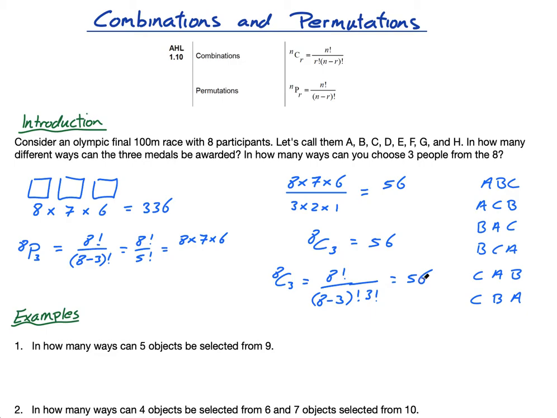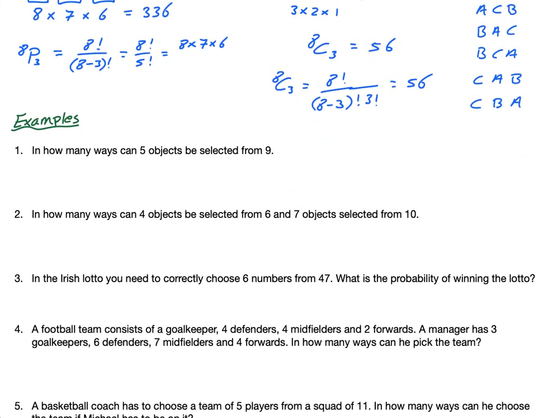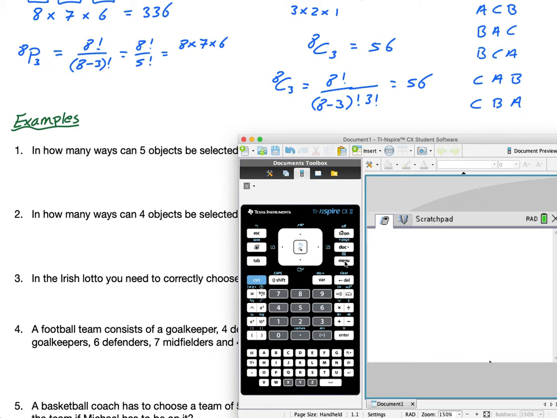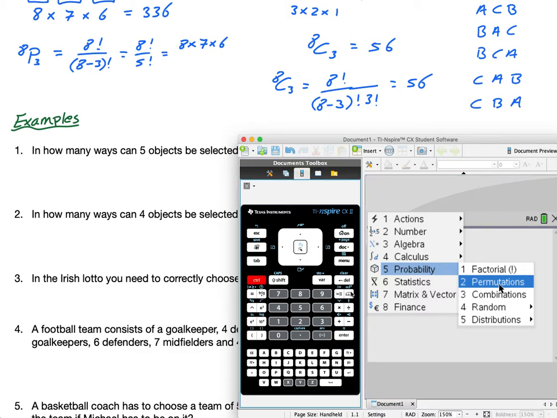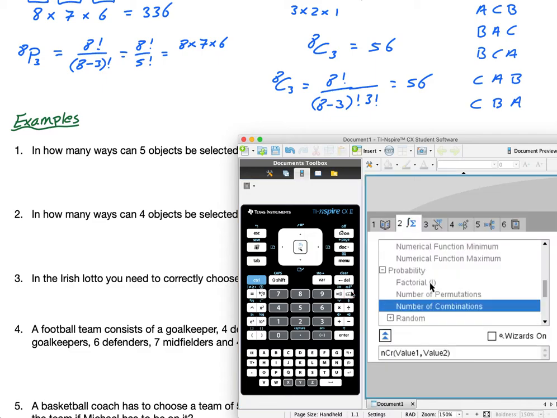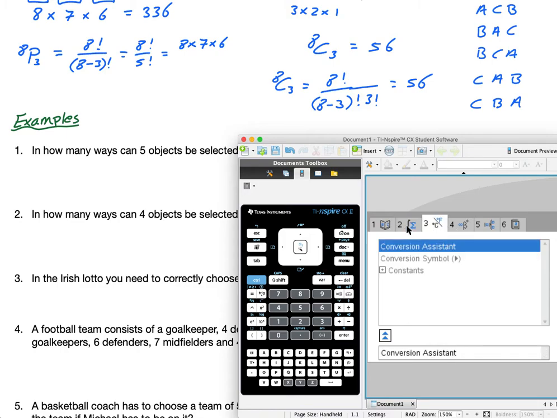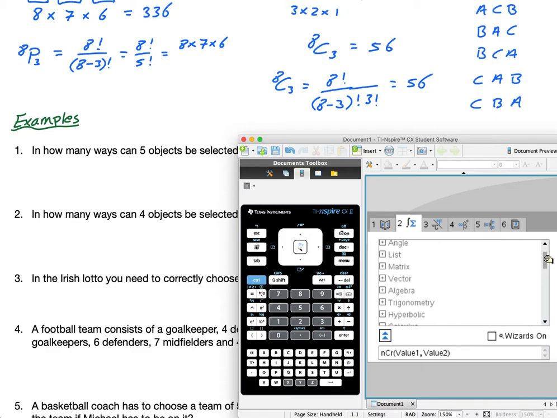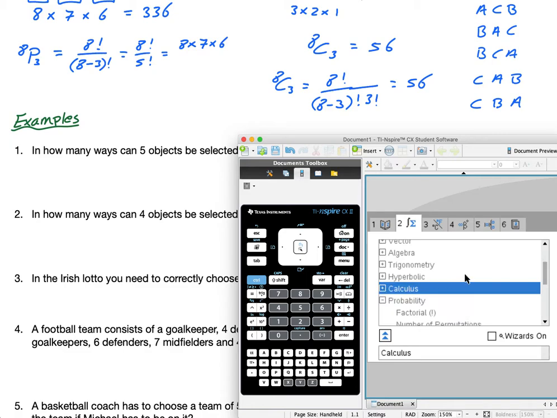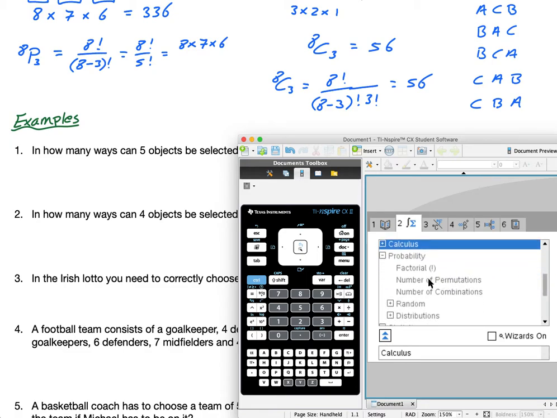Okay, that's the introduction. Now I'm just going to do a load of questions. Or actually, before I do the questions, I'm going to do those on the calculator to show you how it works. There are two places I can find them. One is menu, probability, permutations and combinations are here. The other place is if I just press the book here, this thing comes up, and you scroll down to probability, you'll get them there.